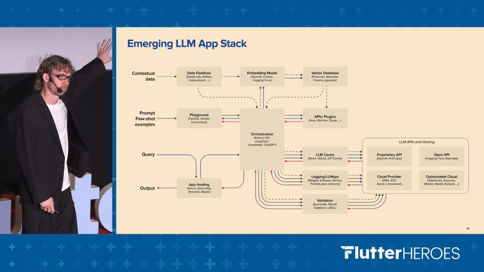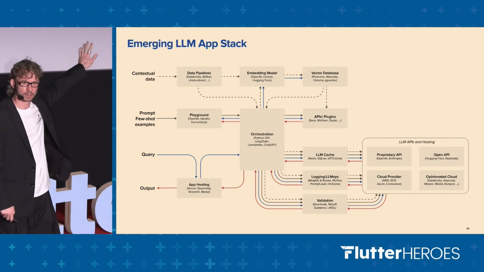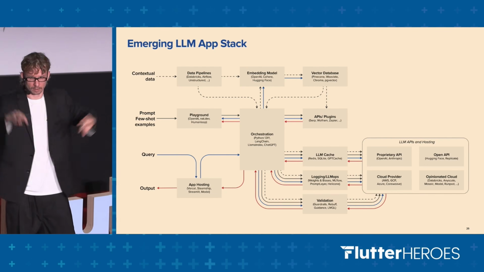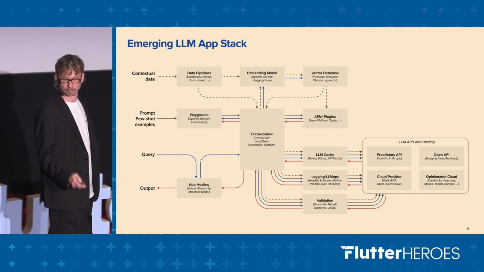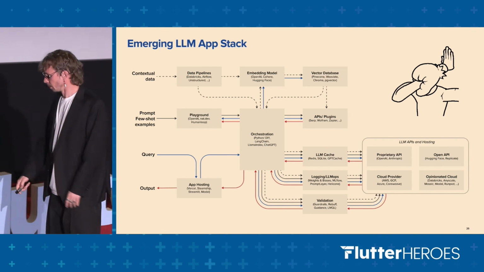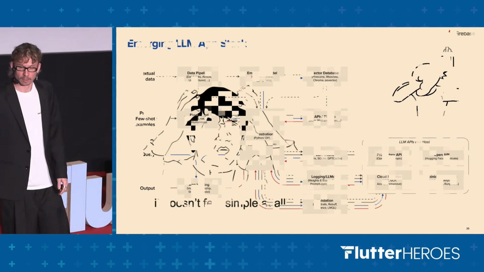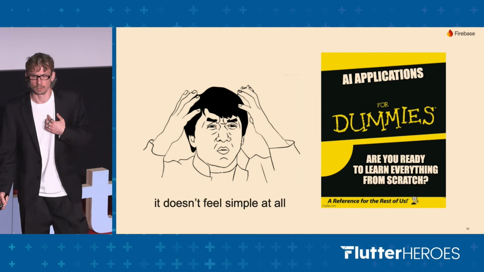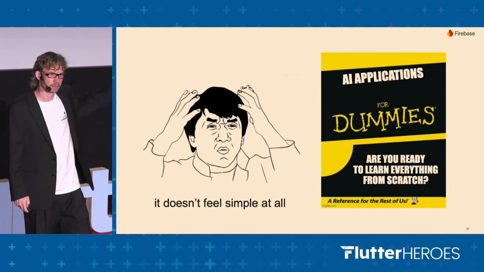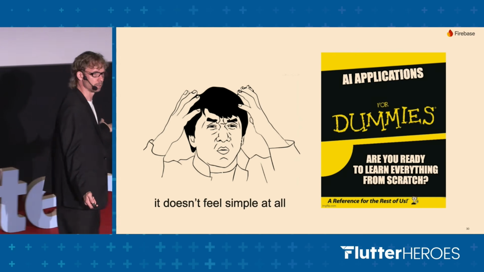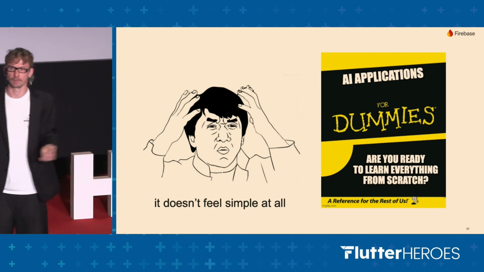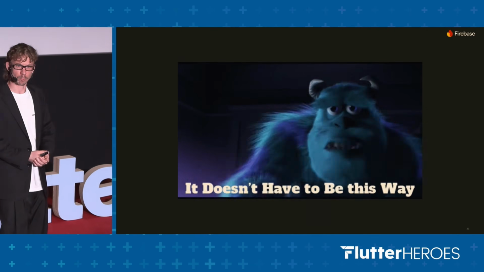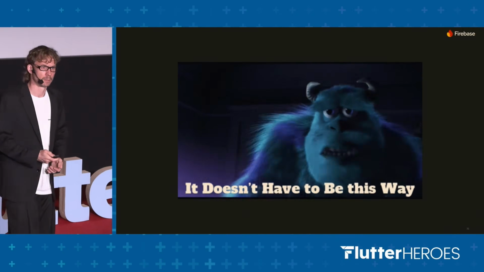Yeah, it's just a simple example that I took from the internet about the architecture of an AI application. The AI orchestration is in the center, and tons of things around. Yeah, it's complicated to understand. So what does it mean? It doesn't feel simple at all. So what should we do? Start everything from scratch? We are experienced developers. Why do we need to start everything from scratch? It doesn't have to be this way. There should be a way to make it simpler.